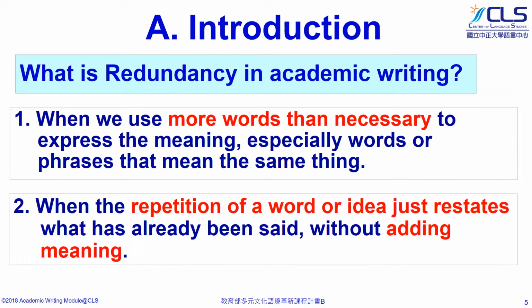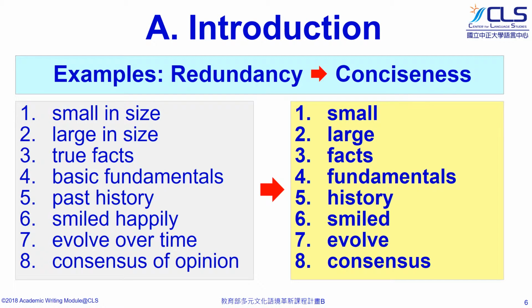So what is redundancy? First, it refers to using more words than necessary to express the meaning. Second, redundancy refers to restating the repeated word or idea without adding new meaning. Let's look at some examples of redundancy and how we can revise for conciseness, such as small or large without size, facts without adding true, history without adding past, evolve without adding over time, and consensus without adding of opinion.